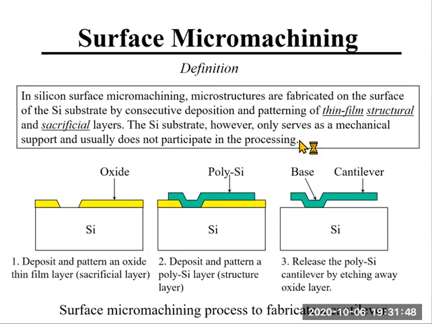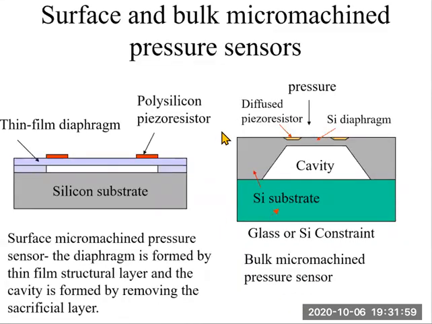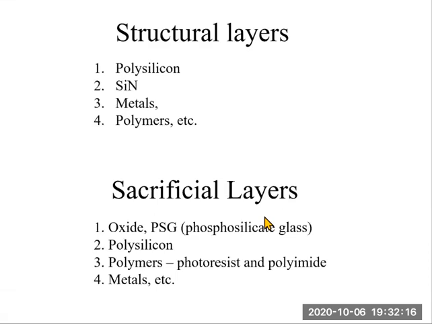We can say that surface micromachining is very different from bulk micromachining. We also compared surface and bulk micromachined pressure sensors, and we can clearly observe the difference between bulk and surface micromachining. There are two types of thin film layers in surface micromachining, structural layers and sacrificial layers. Both of them are thin films.